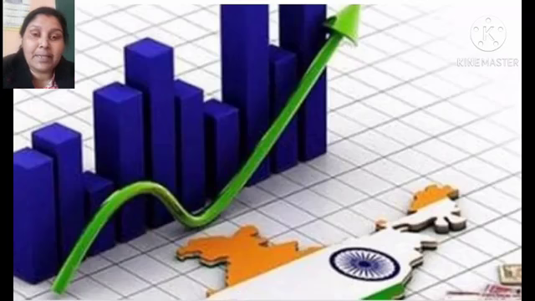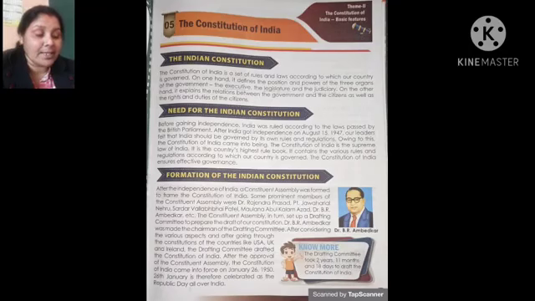After the independence of India, a constituent assembly was formed to frame the Constitution of India, and some prominent members of the Constituent Assembly were Dr. Rajendra Prasad, Pandit Jawaharlal Nehru, Sardar Vallabhbhai Patel, Maulana Abul Kalam Azad, Dr. B.R. Ambedkar, etc. The Constituent Assembly in turn set up a drafting committee to prepare the draft of our constitution, and Dr. B.R. Ambedkar was made the chairman of the drafting committee.